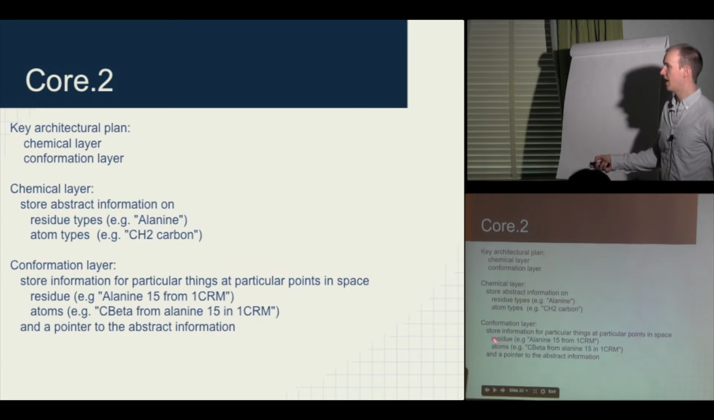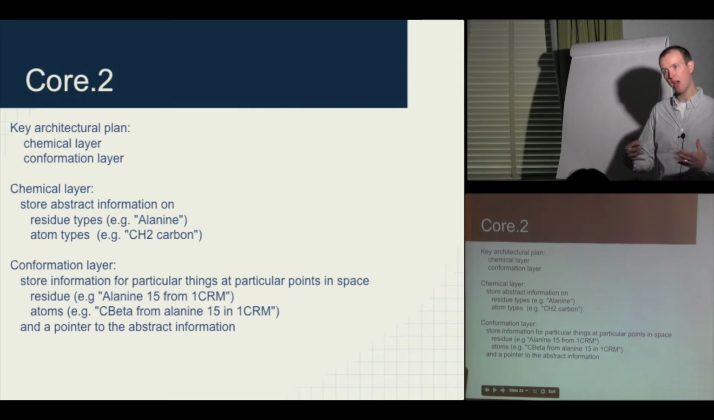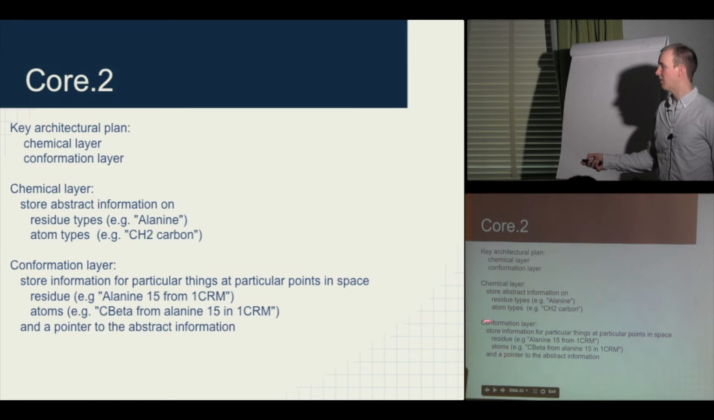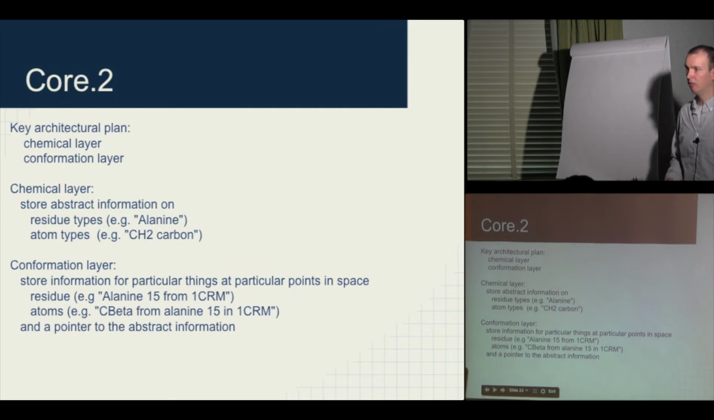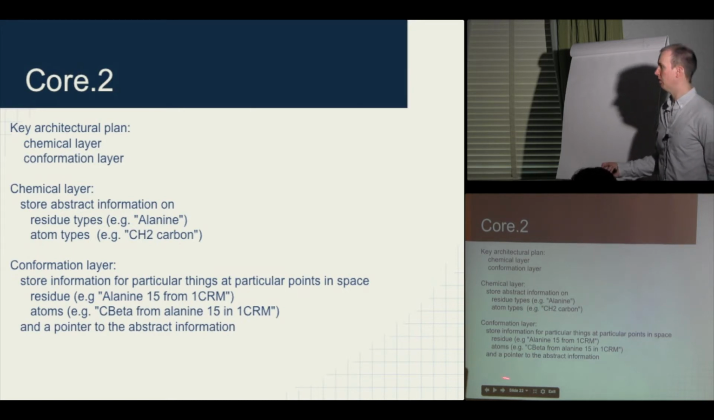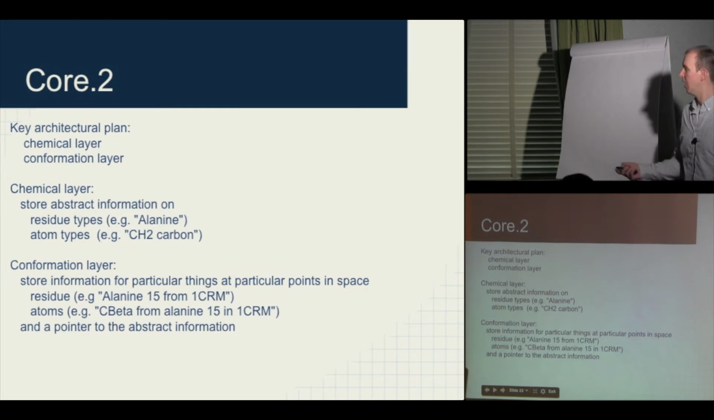But each of these has associated with it the abstract information, and so the conformation layer has a pointer back to the associated element in the chemical layer. So you can ask a residue, what's the atom type for your C beta, and it will answer, it's a CH3 carbon.